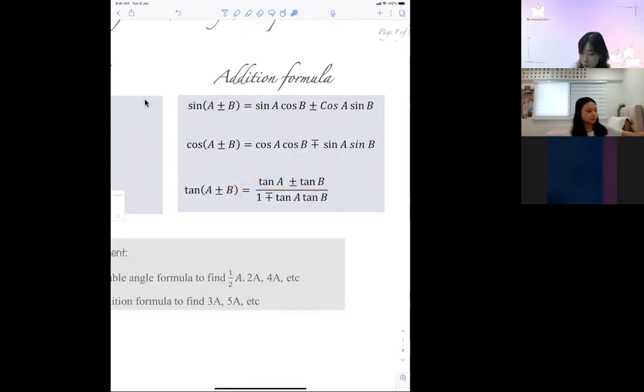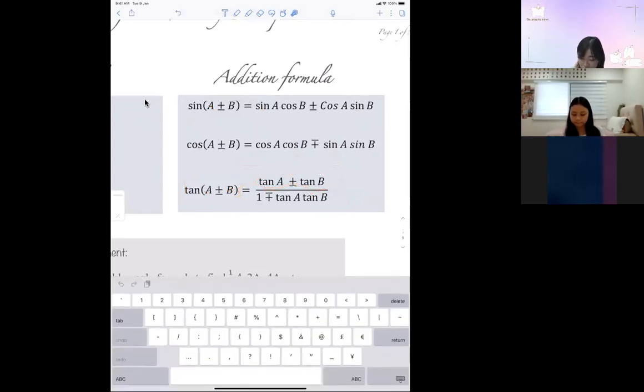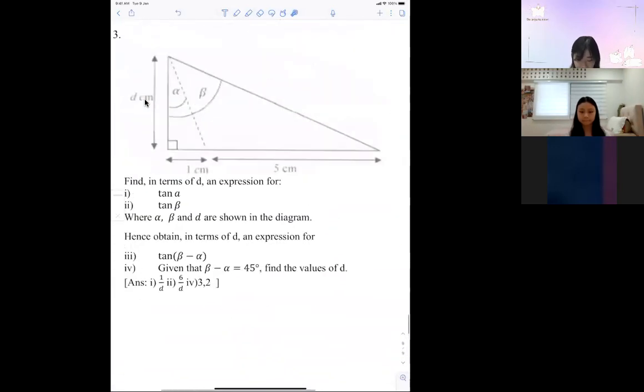So regardless of whether the question asks you for cosine or sine, if you see the triangle and know it is the addition formula, you need to break it down. You use tangent. If you found tangent A, you can still find cosine A by drawing a triangle. So there's still hope if you use tangent. Okay, so let's see here first.